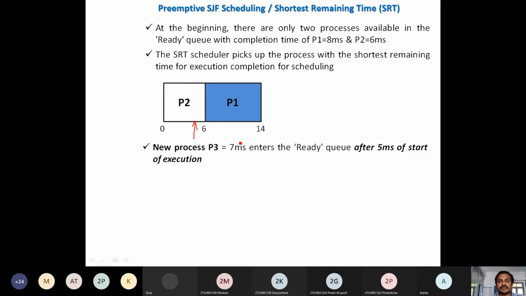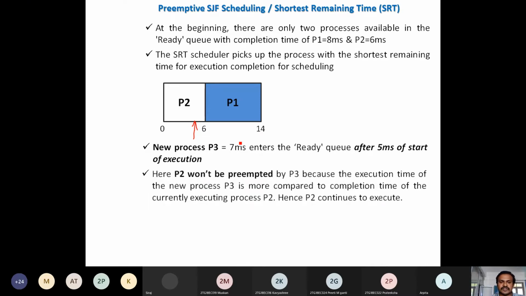Whether P2 is going to continue its execution or it is going to be preempted. It is going to stop temporarily, allowing P3 to execute. Which one is going to happen? P2 is going to continue, or P3 is going to stop P2. Let us go for that statement.